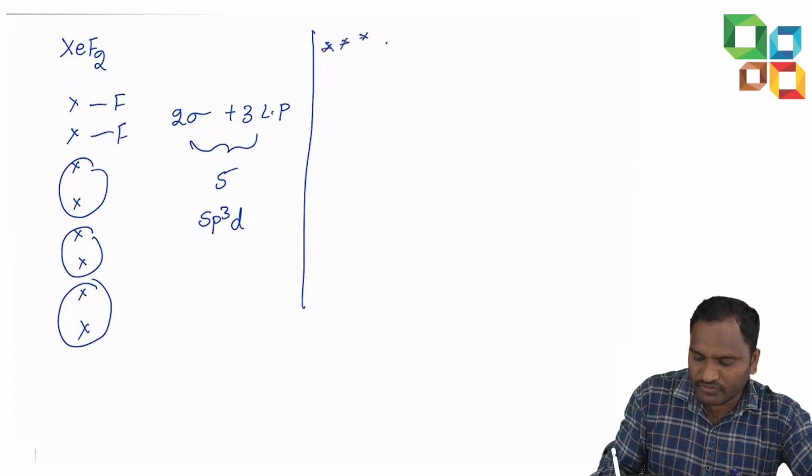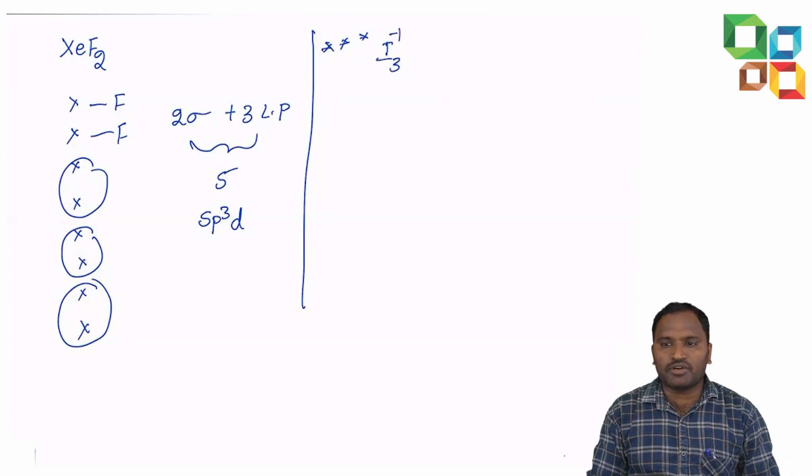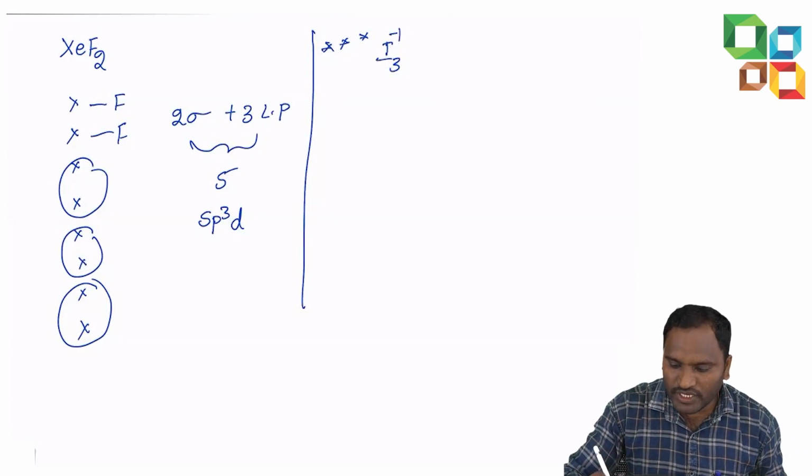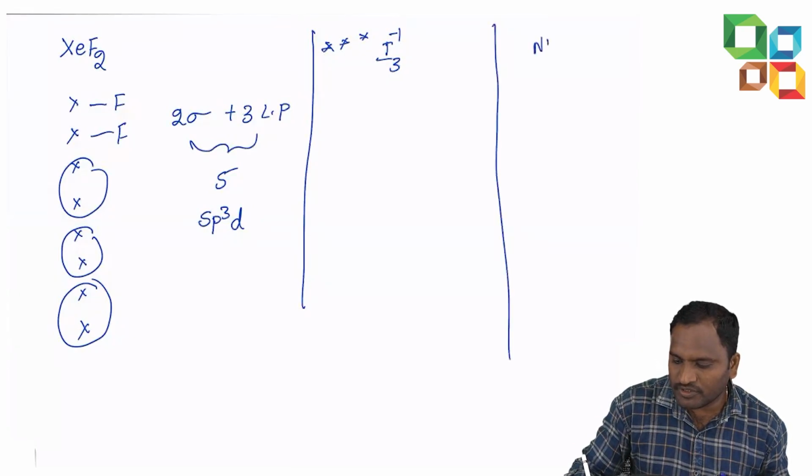Now it's a very important example. I3 minus, in different ways they are asking. I3 minus hybridization. Here the central atom is iodine, and the bonded atom is also iodine only. Before I3 minus, I'll teach NH4 plus. That let it be.